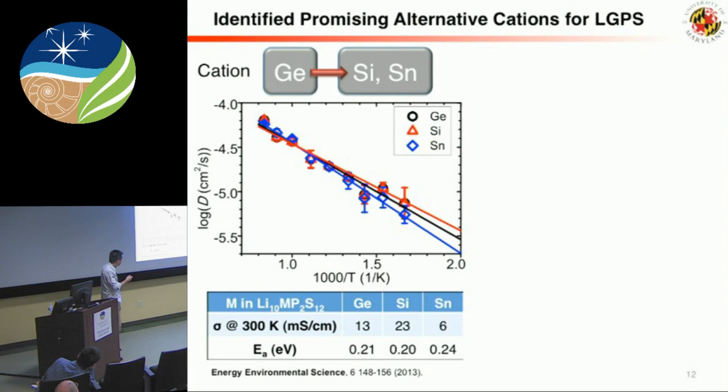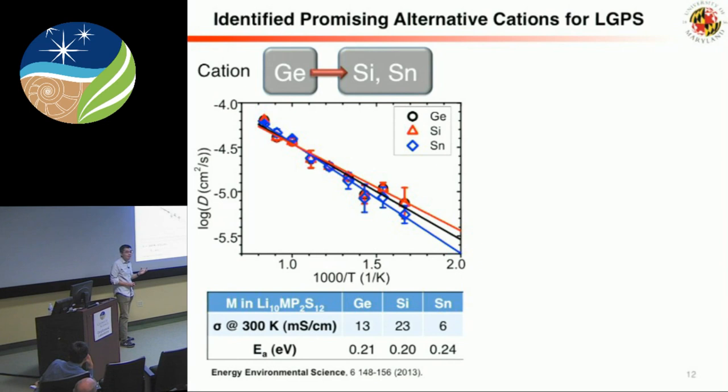Okay, so then what we did is we also calculated newly predicted materials, for example, the silicon and tin substituted versions of this material. And this is the Arrhenius plot. It's basically the log diffusivity over 1 over T. And here are our computation results shown below.